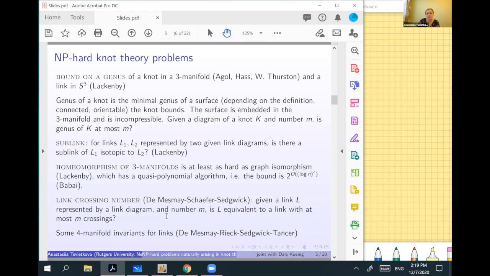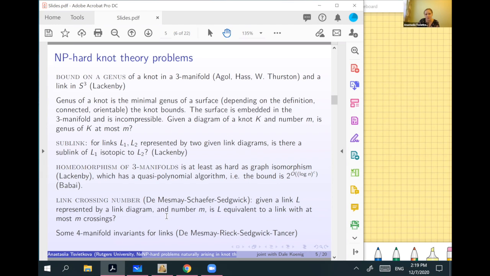So given a link represented by a link diagram and a natural number M, does this link have a diagram with M crossings? Or is it equivalent to a link with at most M crossings? And I should say, whenever in these decision problems you say at most M, you can also say, is it equal to M? These are different problems, but if one is NP-hard, the other is NP-hard, because you can take one as an oracle and basically call one and get the other as NP-hard as well.